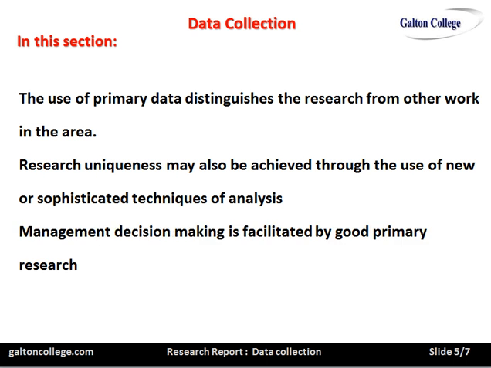Management decision-making is facilitated by good primary research. Management decision-making, if it's based on secondary research, on published data, then the competitors can get access to that data as well. So the competitors' decision-making will be similar. There's no advantage to management in using secondary data. The advantage to management in making decisions is good primary research, which is unique.